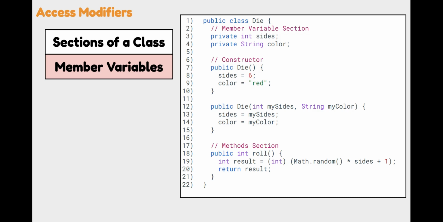In this case, we have 2 member variables, one to indicate how many sides that die has. Is it a 6-sided die? Is it a 12-sided die? Is it a 20-sided die? And then we also have a string to indicate the color of that die.